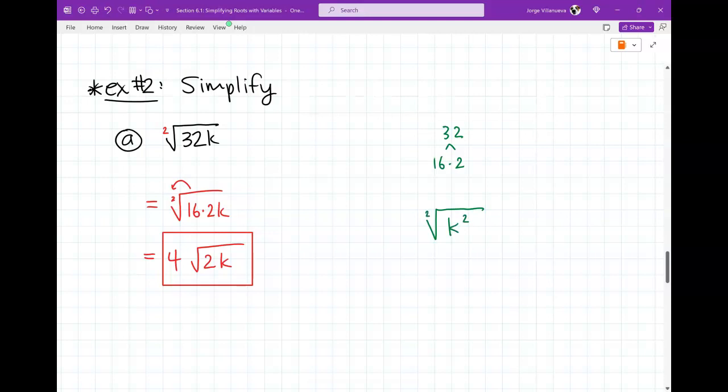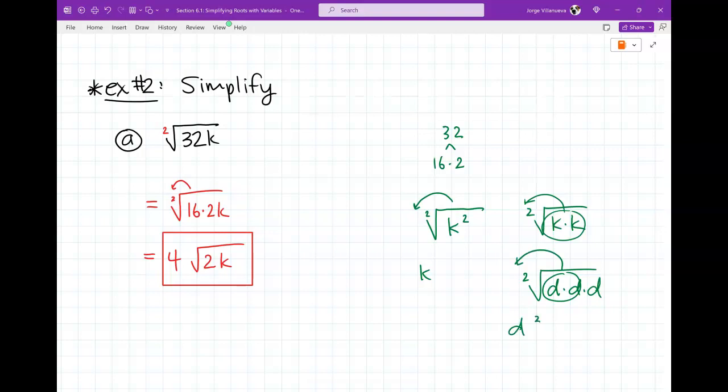If I had this and the index was 2, it comes out, and there's nothing else left inside. Or if you see something like this, if you see a pair, because notice the index tells you how many you need, right? So 2, so I can take them out. If you see this, let's say we have letter D, D, D. Well, I can take 2 of them out. This will come out, you get D square root D. One of them gets to stay inside. And right now we're going to work on stuff like that.